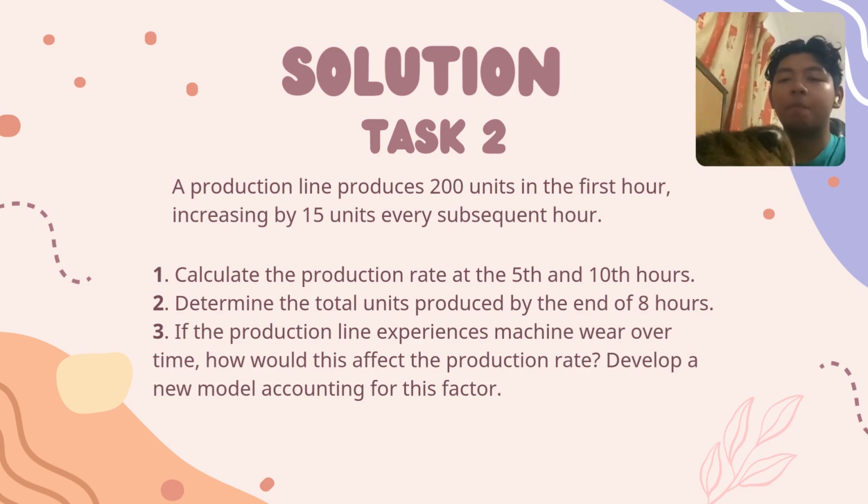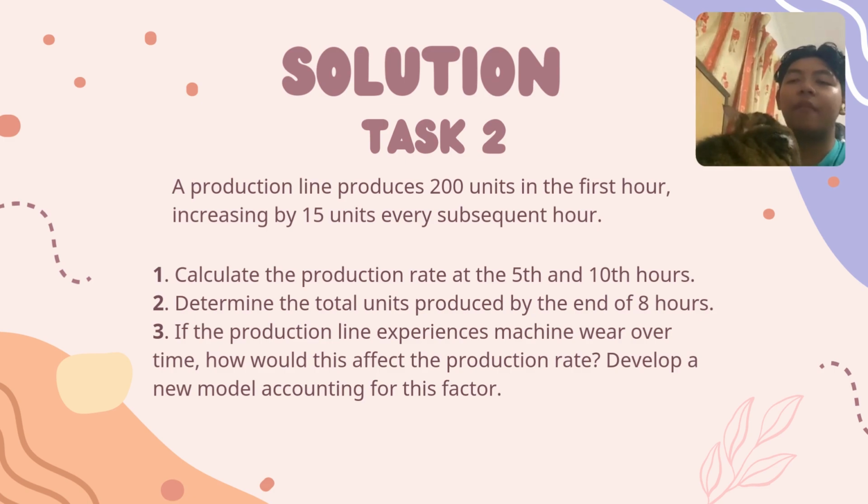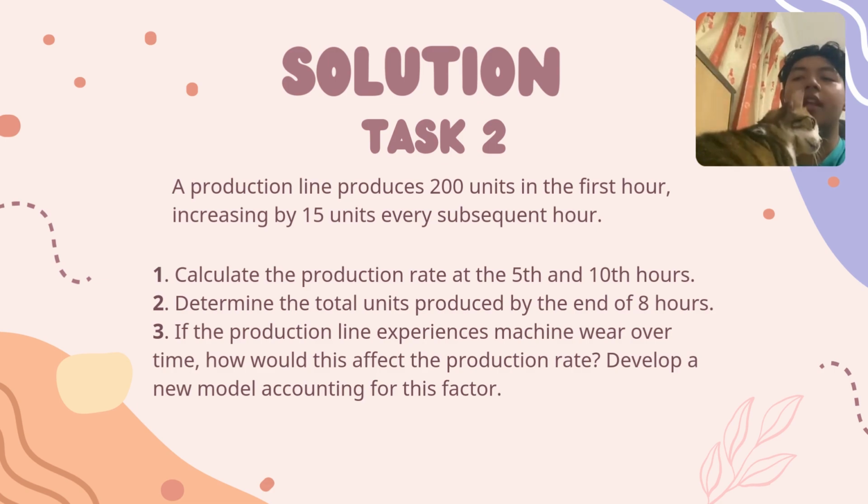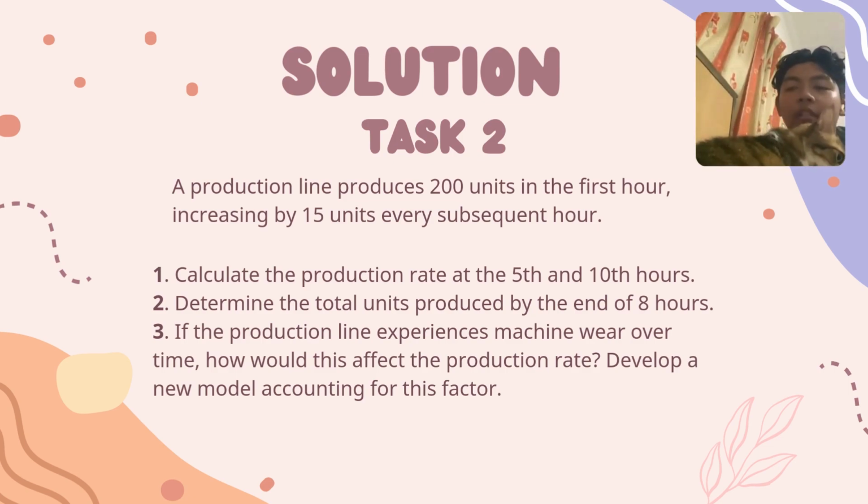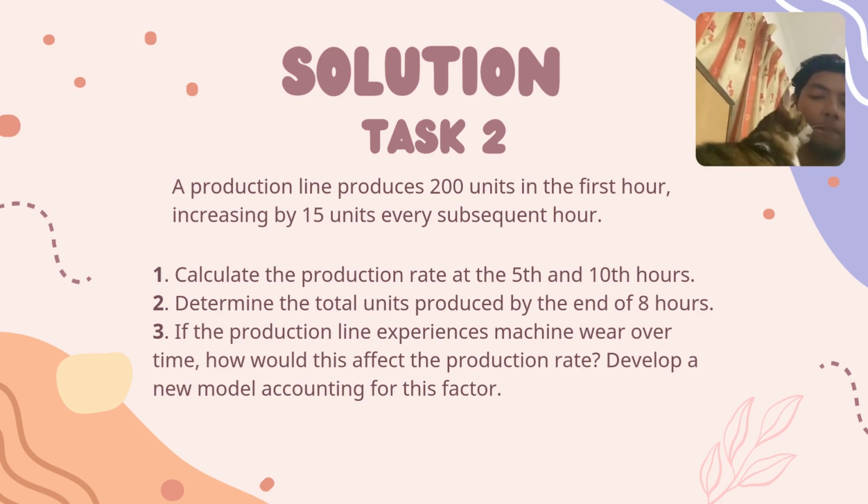Solution task 2. A production line produces 200 units in the first hour, increasing by 15 units every subsequent hour. First, calculate the production rate at the 5th and 10th hours. Second, determine the total units produced by the end of 8 hours. Third, if the production line experiences machine wear over time, how would this affect the production rate? Develop a new model accounting for this factor.